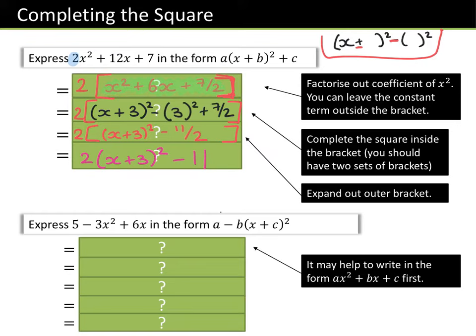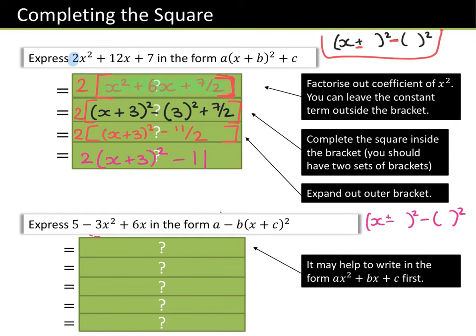Now I'm going to do the exact same for the second example. This time, the only way I can use the formula, x plus or minus squared minus bracket squared, is if x is just x squared on its own. The coefficient of x squared is 1. Here the coefficient is minus 3.